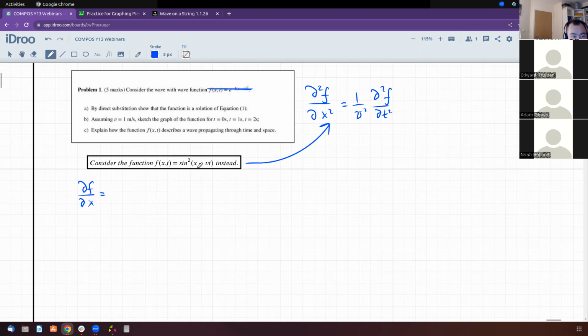Now this is a chain rule. Can somebody help me with this one? df dx is the derivative of f with respect to x. It's going to be 2 sine x minus vt cos x minus vt. There's one thing I haven't taken into account.